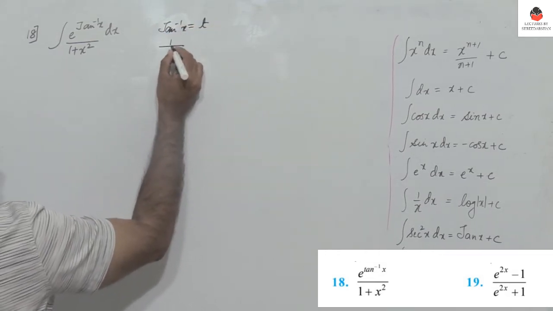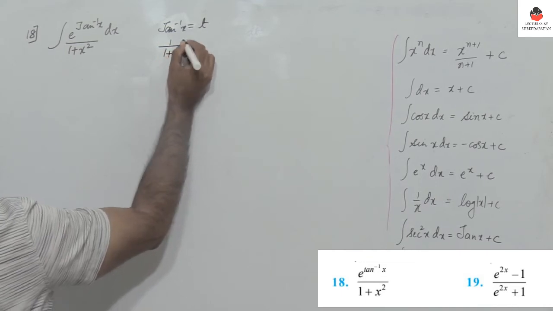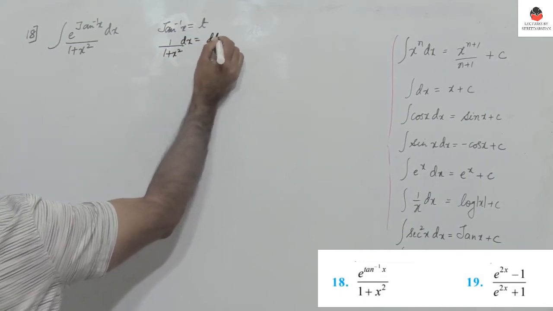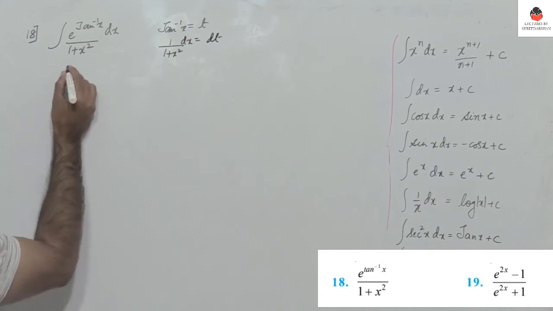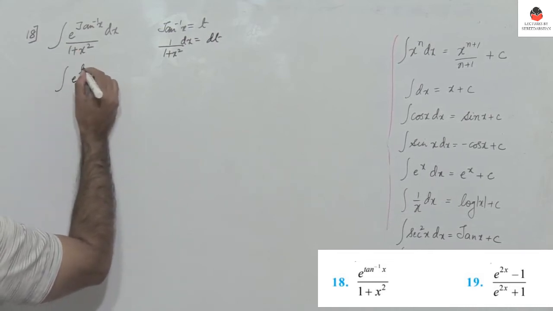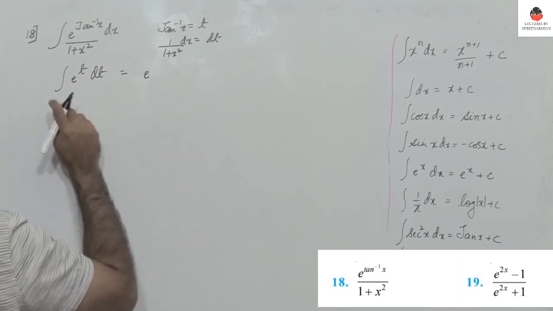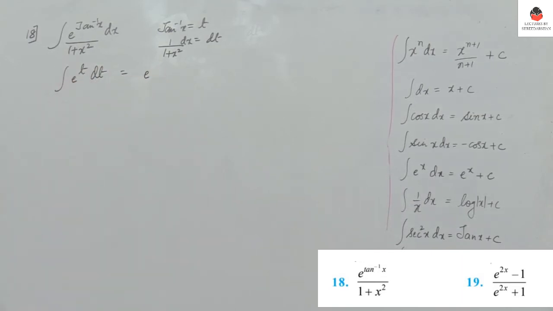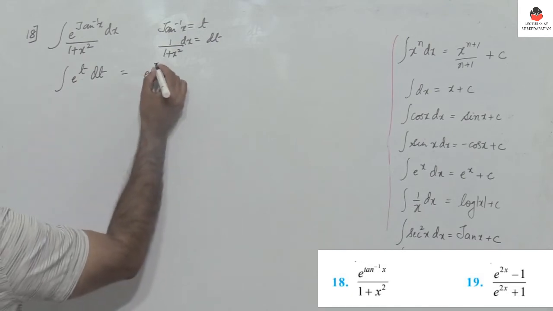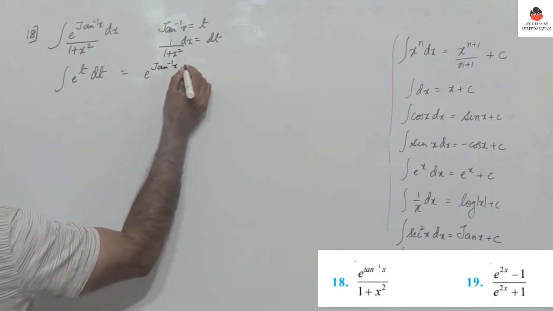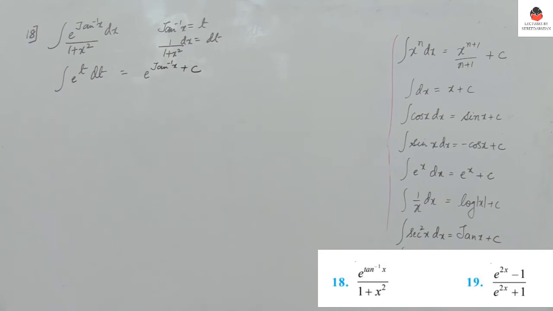So 1 by 1 plus x square dx is equal to dt, right? So you have integral e power t dt, which is e power t itself. So integral e power t is e power t itself. So e power tan inverse x plus c is the answer.